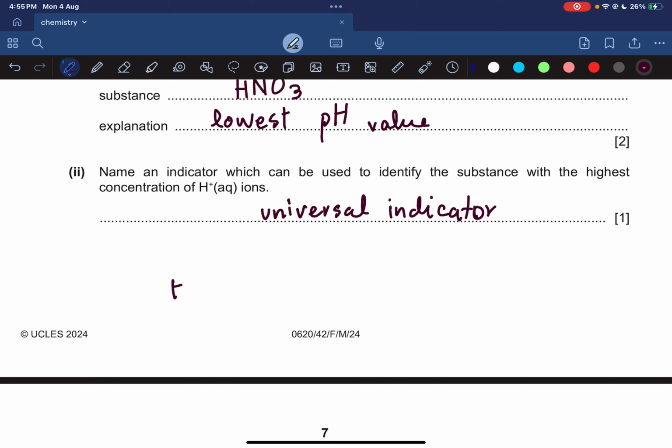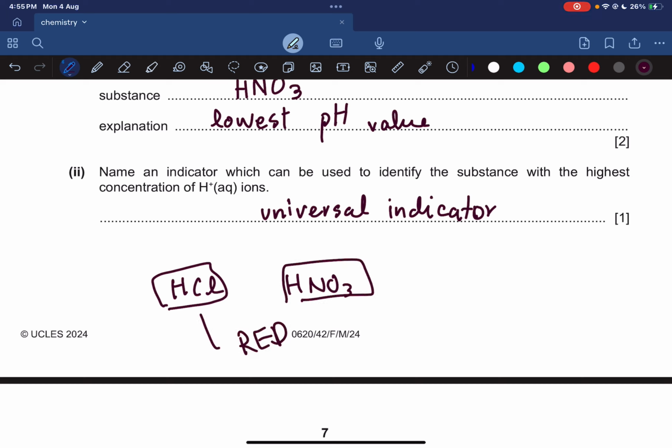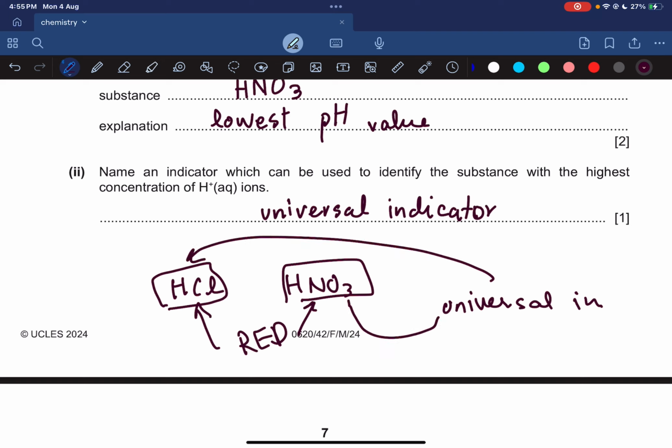Okay, you have HCl and you have HNO3. Both are acidic. HCl, for instance, is a strong acid. But if you add methyl orange, which is red in acid, it's going to be red in HCl as well as HNO3. Whether an acid is strong or weak, methyl orange is going to be red in both cases. But if you add your universal indicator, it's going to be dark red in HCl and orange or light red in HNO3. So you know that HCl is a strong acid.